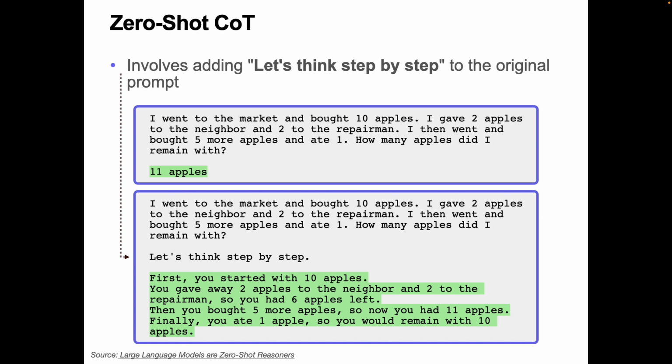All you need to do is just prompt the model to think step by step, and somehow the model is able to interpret that instruction and goes into this mode where it's now reasoning and going step by step to figure out what the answer is.